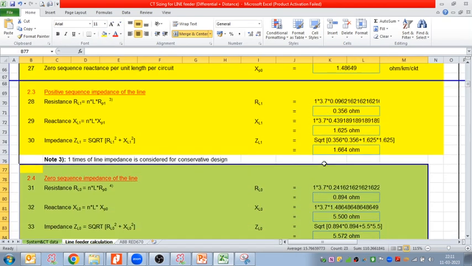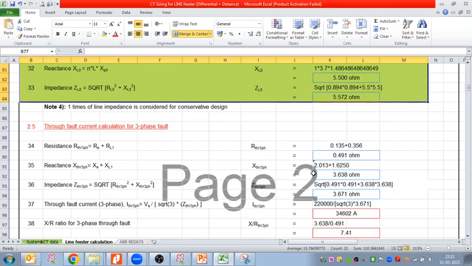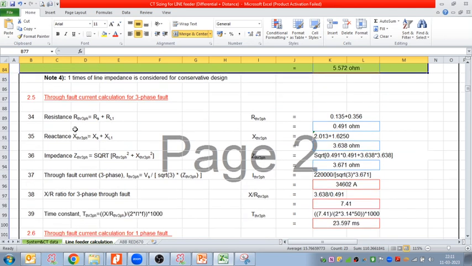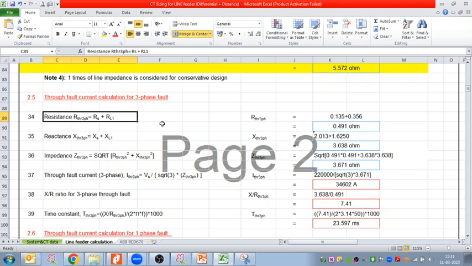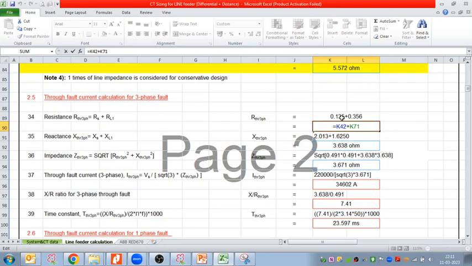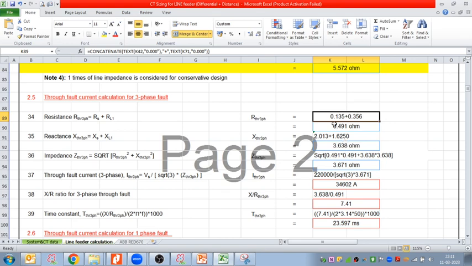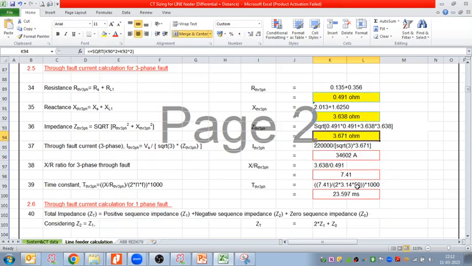Now coming to the through fault current calculation. So again, resistance till my protected point: RS plus RL1. This we calculated, 0.135 my source resistance plus 0.356 my line conductor resistance. So the total resistance I'm getting is 0.491. Similarly, the net reactance till the fault location is 3.638. So with R and X we can find the impedance Z, the square root of R square plus X square. 3.67 ohm is the value we are getting here.